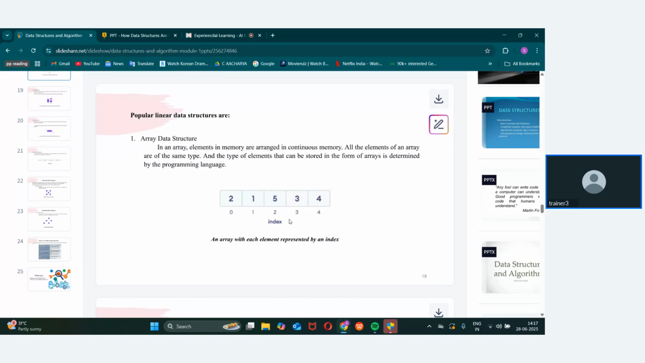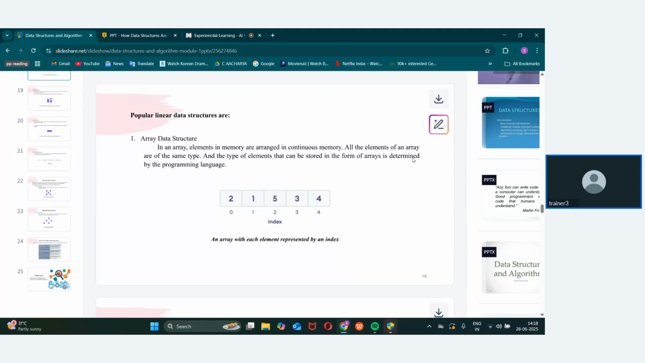Coming to array data structure, everyone might have an idea how an array looks. How do we represent an array? What happens in an array? The elements are arranged in continuous memory. What did we just learn about a linear data structure? The elements are arranged in a sequential order. As you can see here, they are arranged in a sequence, in continuous memory.